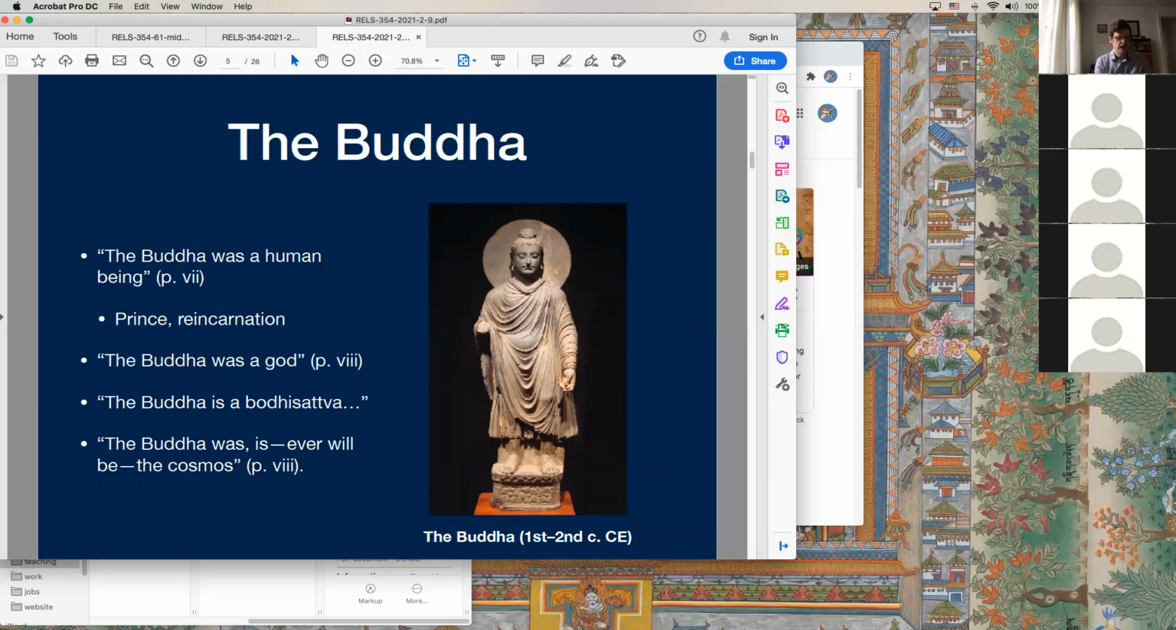So in terms of etymologies, Bodhi equals enlightenment, and then Sattva is a being. So it's a being who's on the path to enlightenment. That's how I would remember that term. So yes, the Buddha was a bodhisattva. In a way, he also is the bodhisattva. And then this third one is the confusing one. This idea that the Buddha was, is, ever will be the cosmos.